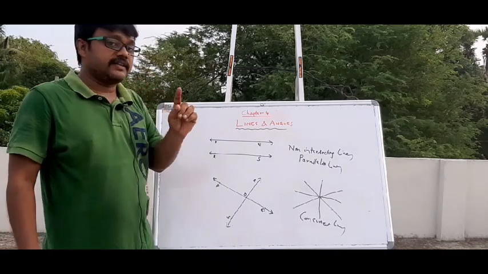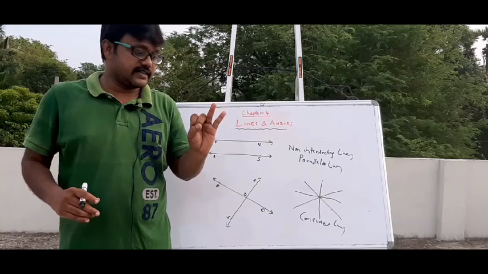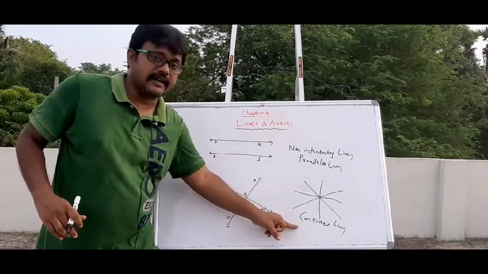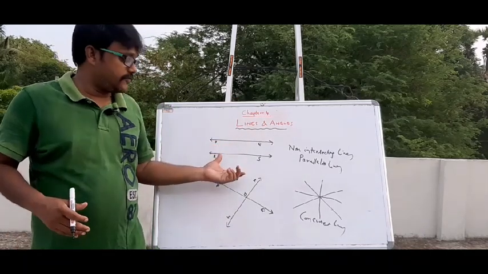So we have three kinds of lines: one is intersecting lines, the second is non-intersecting lines, otherwise parallel lines, and the third one is concurrent lines. These three are very important for us to learn.